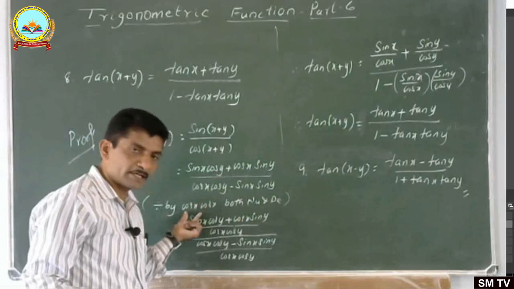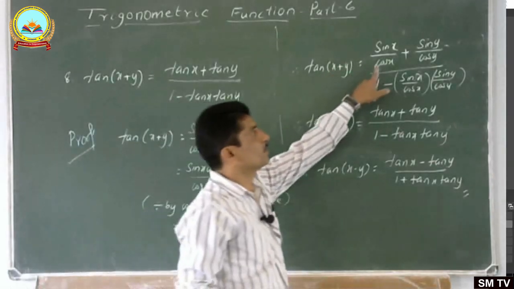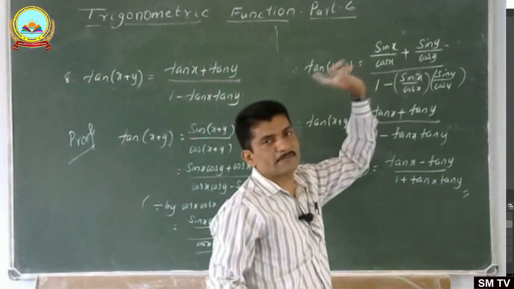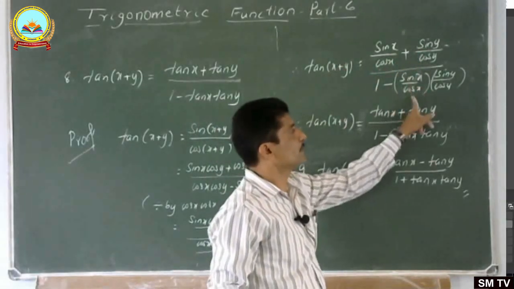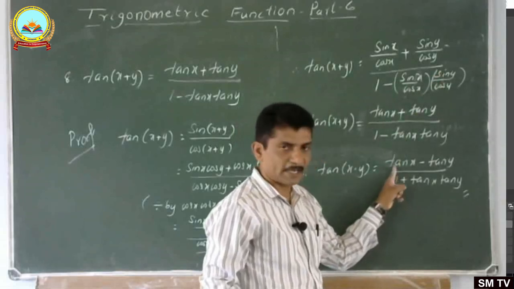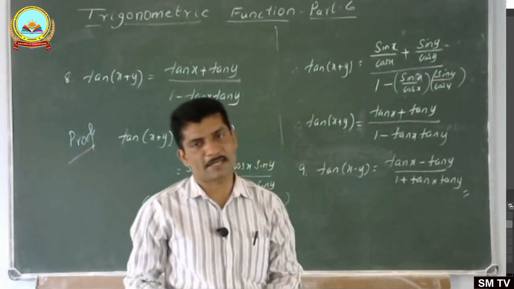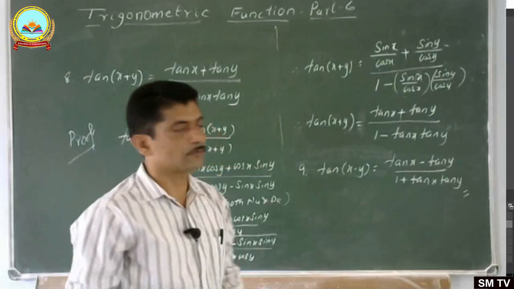Dividing both numerator and denominator by cos x into cos y, and cancelling again, sin x cos y minus cos x sin y divided by 1 plus sin x sin y by cos x cos y, you get the result tan x minus tan y divided by 1 plus tan x into tan y. The other results we will prove in the next class.